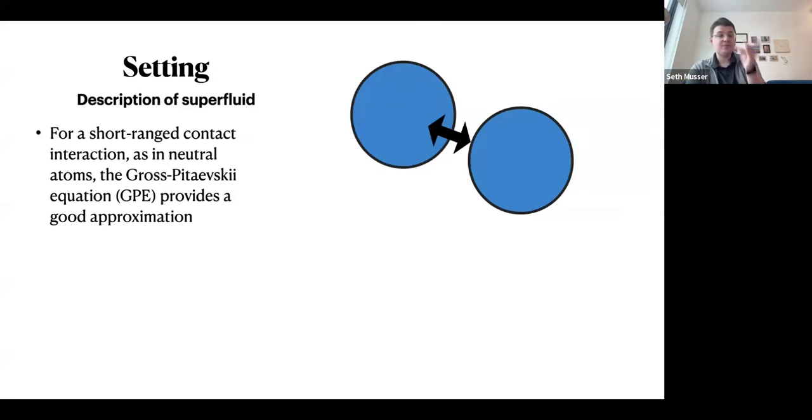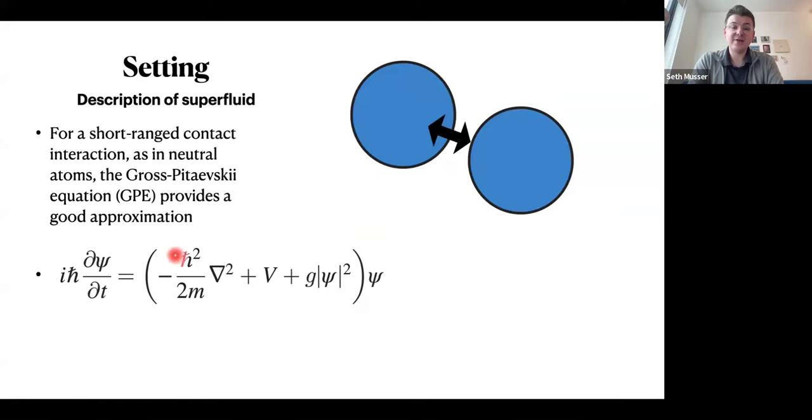And for this kind of weakly interacting superfluid, we can write down some free energy. We can find its equation of motion, which is known as the Gross-Pitaevskii equation. And empirically, this provides a pretty good description of weakly interacting superfluids like Bose-Einstein condensates. It even reproduces some of the features of helium-4, which is more strongly interacting.